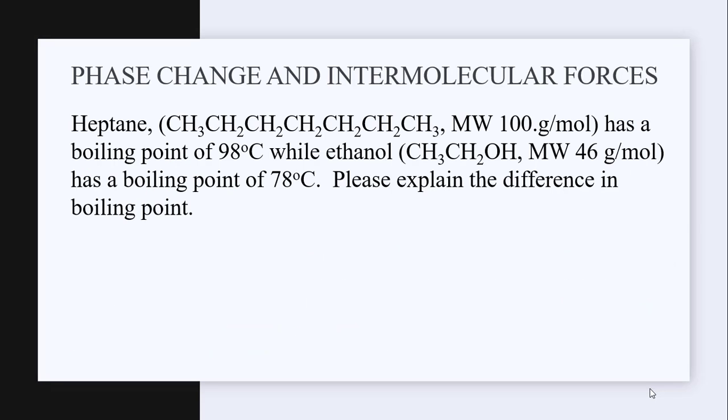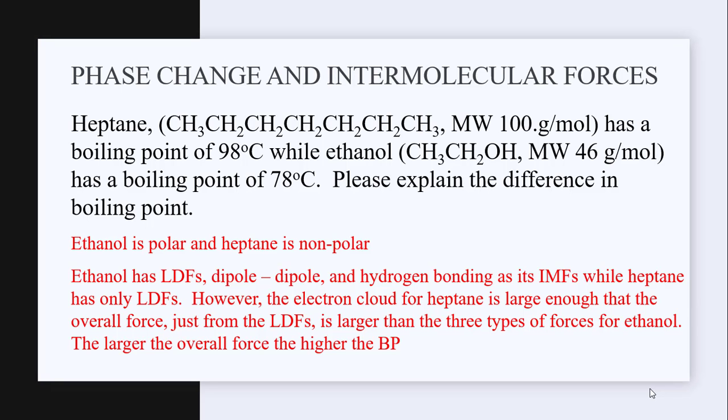And lastly, heptane, which has a molecular weight of 100 grams per mole, has a boiling point of 98 degrees Celsius, while ethanol, with a molecular weight of 46 grams per mole, has a boiling point of 78 degrees Celsius. Why the difference? Ethanol is polar, and as a matter of fact, can hydrogen bond, so you might expect it to have the higher boiling point. Heptane is nonpolar. Ethanol has London dispersion forces, dipole-dipole, and hydrogen bonding, and heptane only has London dispersion forces.